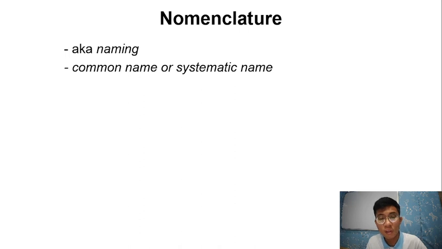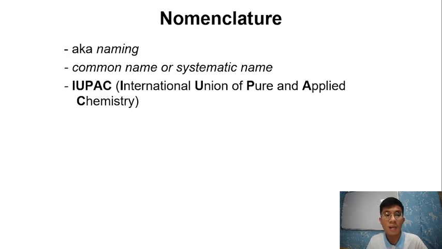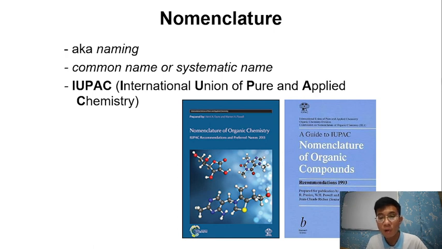On the other hand, when you say systematic name, there are certain rules, a way to name your organic compounds, and this is mandated by the IUPAC. IUPAC stands for the International Union of Pure and Applied Chemistry. There's a rule book actually for the naming or the nomenclature of organic compounds. In 1993, this was the guidebook, which is just around 100 to 150 pages.